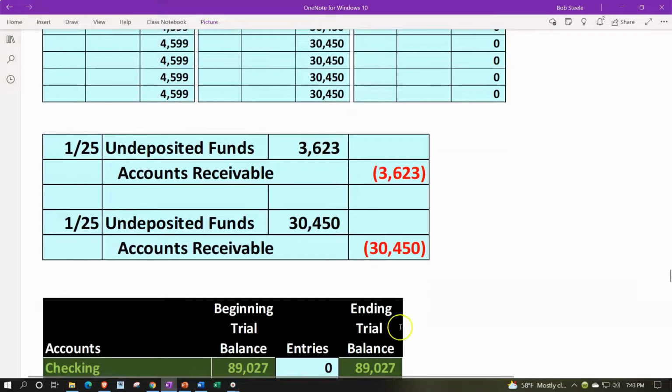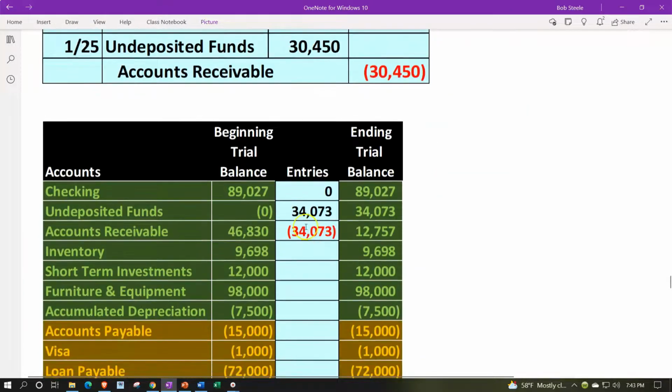Then if we scroll down, we're going to do it again. Undeposited funds goes up because we've received a payment from a customer. Accounts receivable goes down. So we've got the undeposited funds. These are the two transactions that have been included here, to the 3,473. Accounts receivable now at the 12,757.